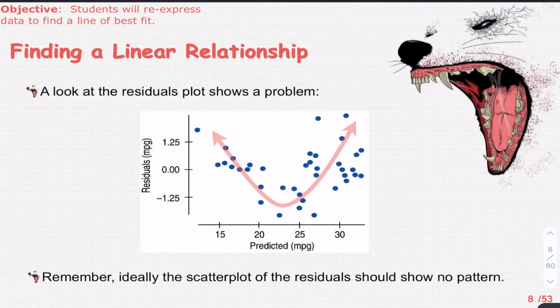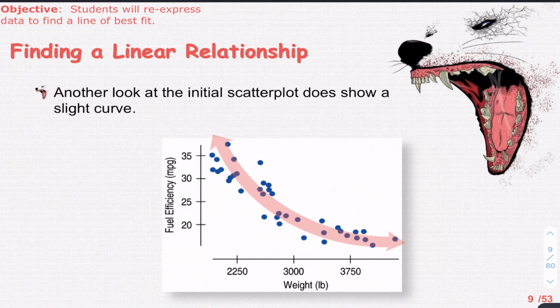Now look, if we look at the residual plot, we see something not kosher. And just to highlight this for you, the residual plot goes down and then comes back up. Remember, ideally, the scatter plot of the residuals shows no pattern. There is definitely a pattern going on here. So another look at the initial scatter plot of weight and fuel efficiency does show a slight curve.